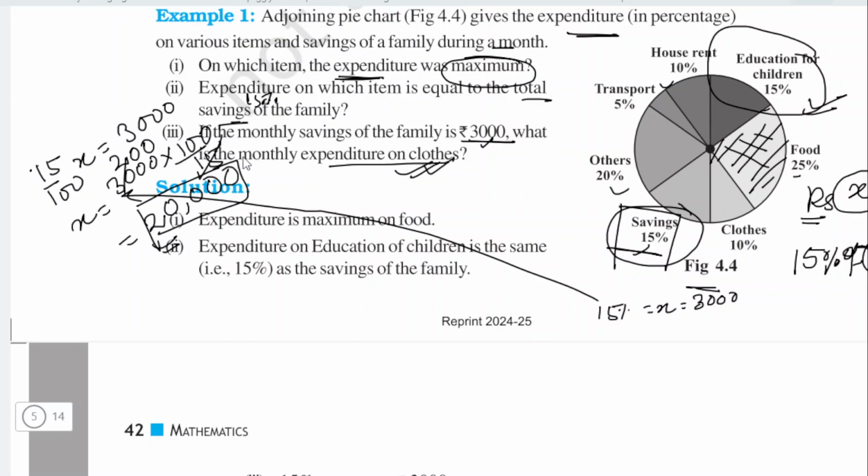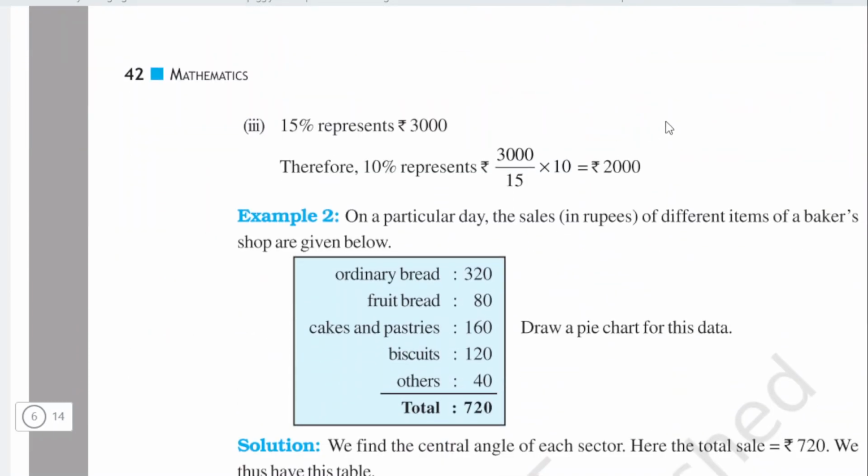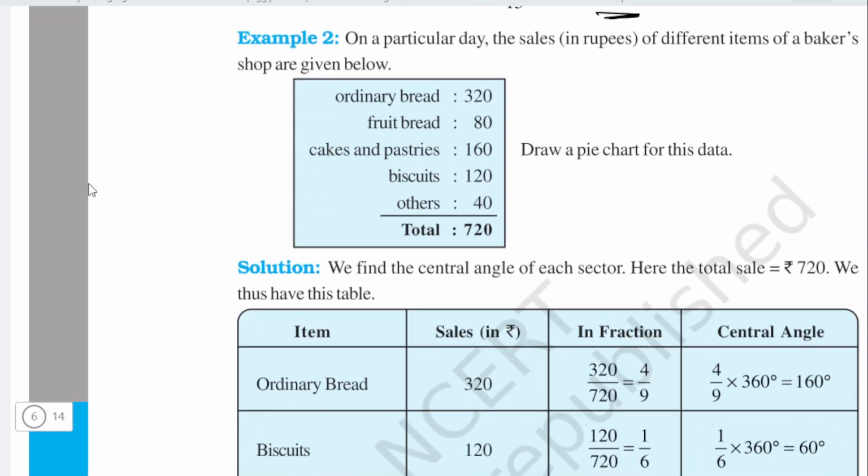Now we have to find the monthly expenditure on clothes. So monthly expenditure on clothes is 10% of his total income. So 10% of his total income is how much? 10% of 20,000 is simply rupees 2,000. Easy. Okay, it is 2,000. Now next example, example 2.